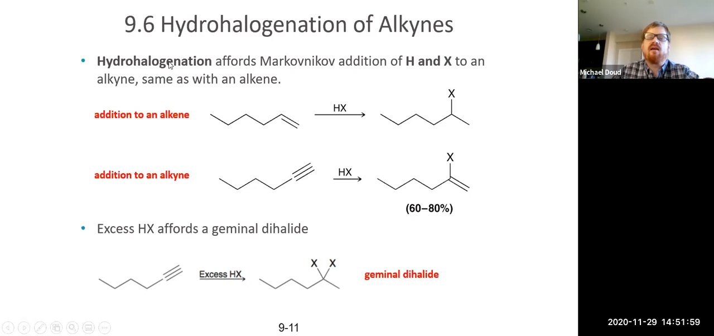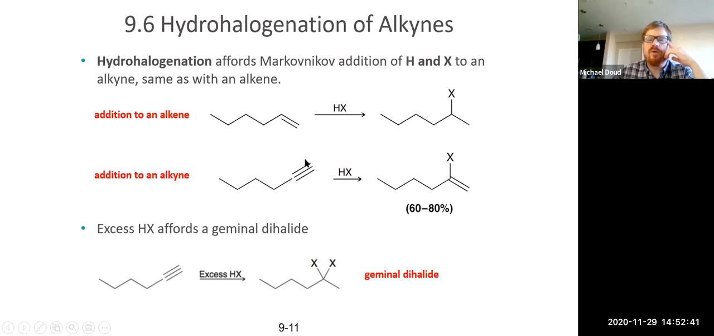This is basically where you add an H and an X across a pi bond, and it adds in the Markovnikov fashion. So in other words, you're going to add the halogen to the more substituted carbon, and the hydrogen goes to the less substituted carbon. Same thing is true when it happens with an alkyne. So that should be kind of familiar up here with the addition to the alkene. Take an alkene, react it with HX. The proton transfers to the less substituted carbon, which in this case is the terminal carbon. The X is going to be bonded to the more substituted carbon, the neighboring carbon here. Looks like that. Same thing happens with an alkyne.